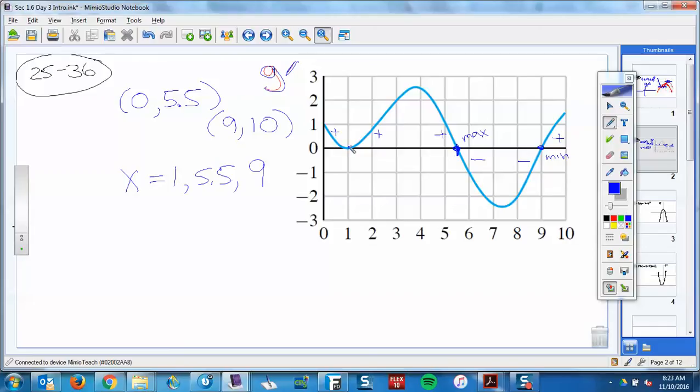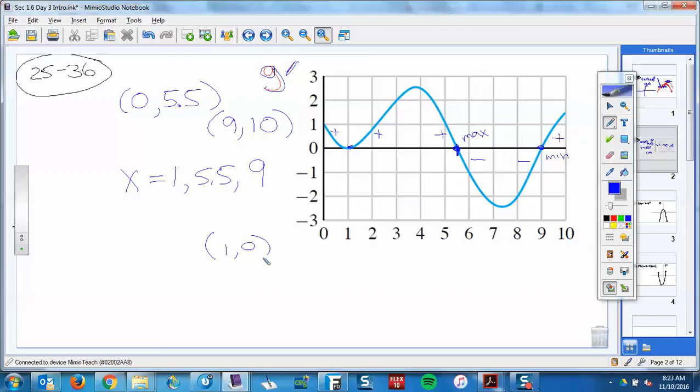And write it like this. Don't give me points. Don't say a 1, 0. I don't want that, because that's a point on the G prime graph. The question is, where does G have stationary points? That's not a point on G. The G graph's not going to be a 1, 0. It might be, but it'd be a coincidence. Don't give me that point.